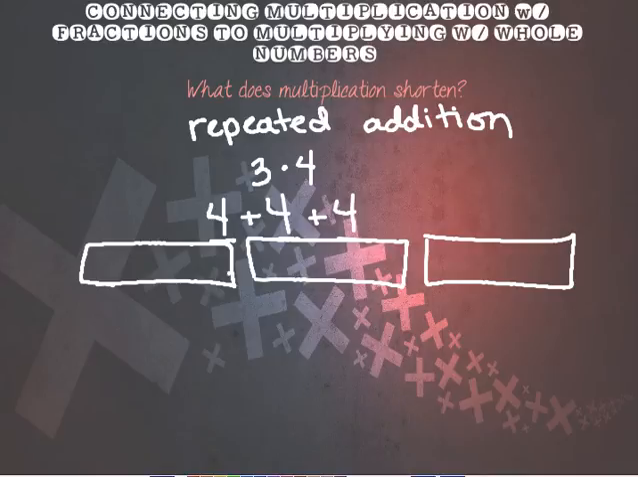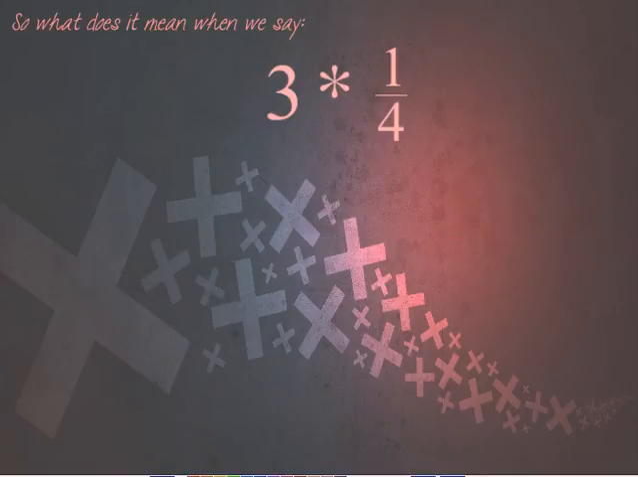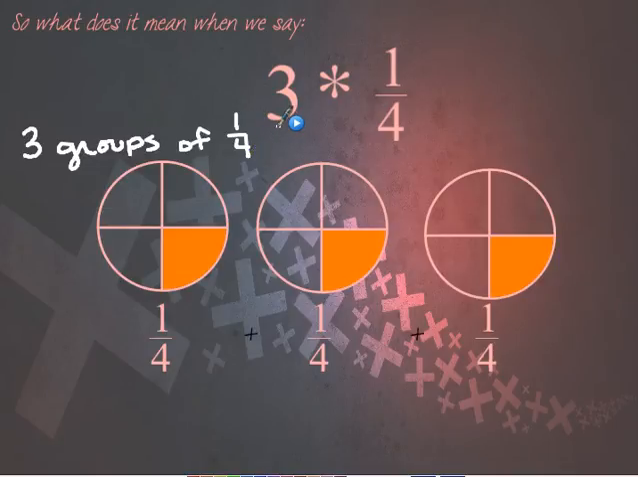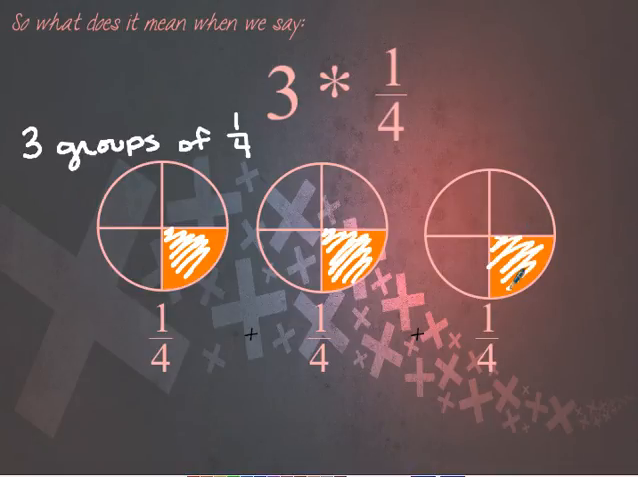All right, so let's go to the next page. Let's think about this. What does it mean when we say 3 times 1/4? Well, we know that this means 3 groups of 1/4. If we want to draw it as a picture, it looks something like this. We have all of these circles, and they're cut into fourths. And in each circle, we have 1/4. So here's one group of 1/4, here's a second group of 1/4, and here's a third group of 1/4.